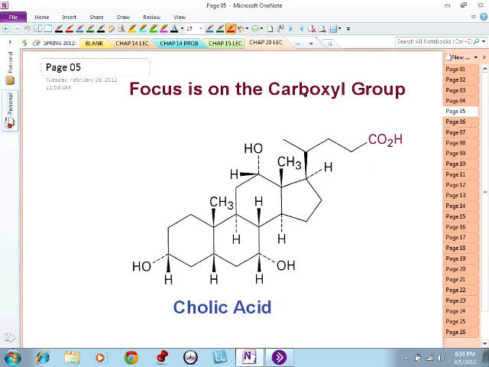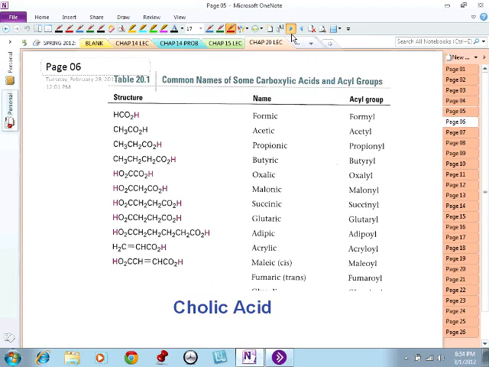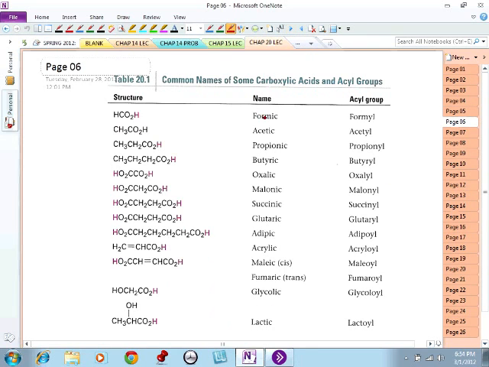This is just showing you an example of carboxylic acid. Okay, we will come back. Now, these are some common names for carboxylic acid. For the most part, we are going to stick with the IUPAC name. Of course, you already know this. This is acetic acid. What would be the IUPAC name for acetic acid?